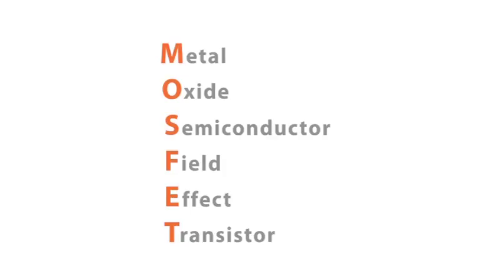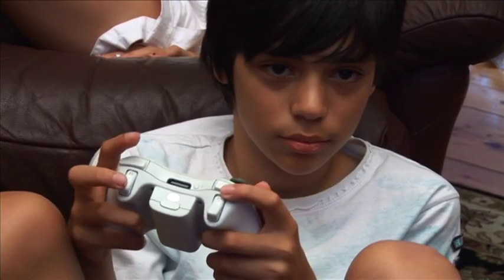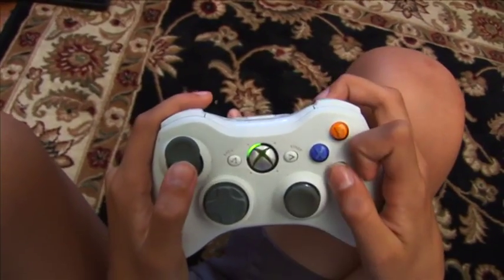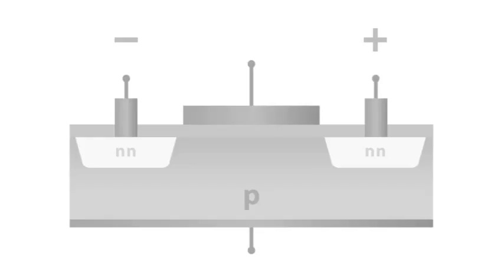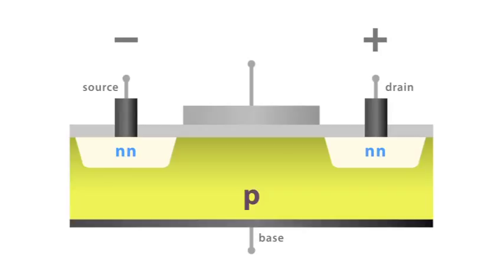By far the most common type of transistor used today is the MOSFET, or metal oxide semiconductor field effect transistor. MOSFETs are core components in the integrated circuits that control our computers, cars, phones, and all other electronic devices. An N-channel MOSFET consists of a layer of P-type semiconductor with two regions of highly doped N-type material connected to terminals called the source and drain. A third metal terminal forms the base.